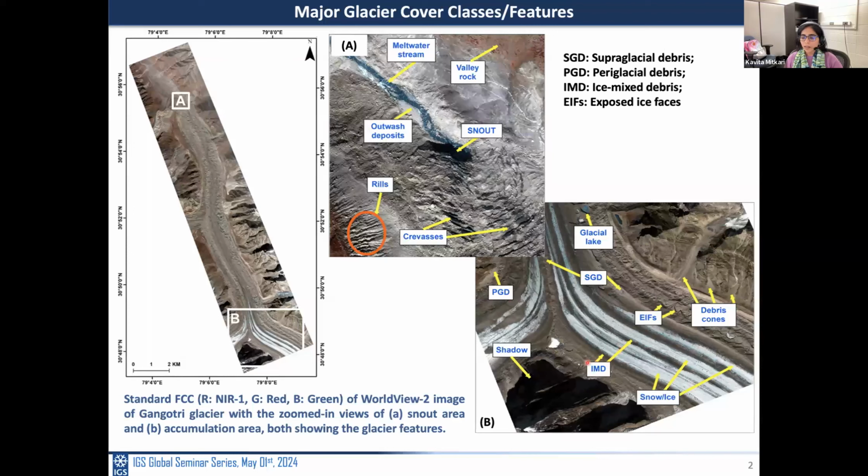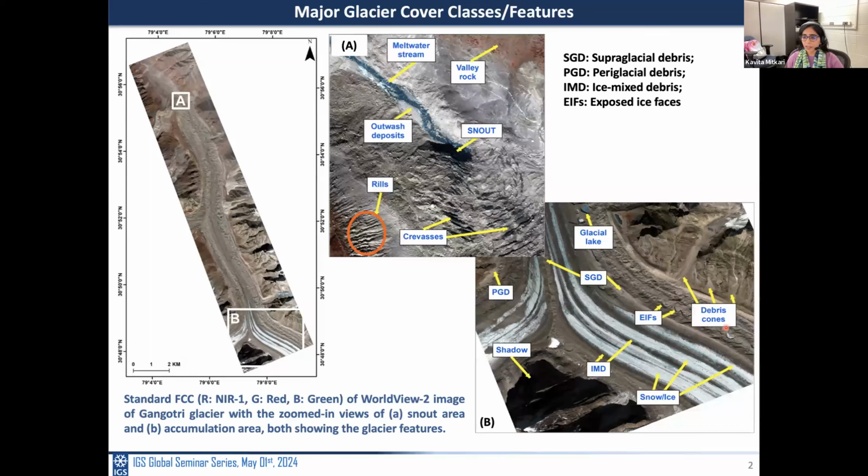Also, you can see ice mix debris, that is called IMD. It is a mixture of ice and debris that is present on the surface. Snow ice, as usual, represents the clean ice part of the glacier. Then there are other features called exposed ice faces, also commonly called ice cliffs. The presence of ice cliffs melts the debris cover part of the glacier.